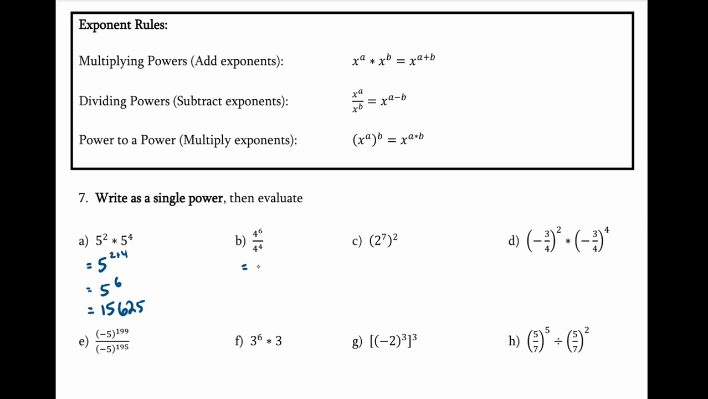B, we're dividing powers, so I'm going to subtract my exponents. So 6 minus 4 is going to end up being 4 to the power of 2, which simplifies to 16. C, 2 to the power of 7 to the power of 2. This is a power to a power, so I need to multiply my exponents. So it's going to end up being 2 to the power of 7 times 2, or 14. And then evaluate it as a single power, 16,384.